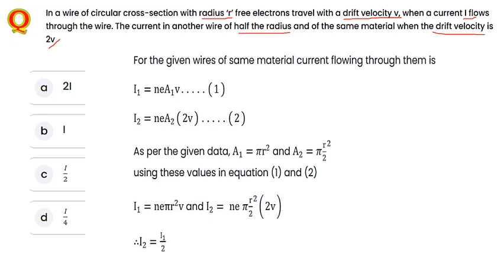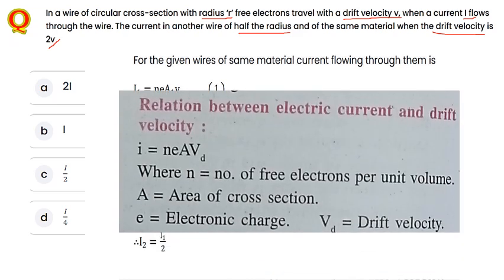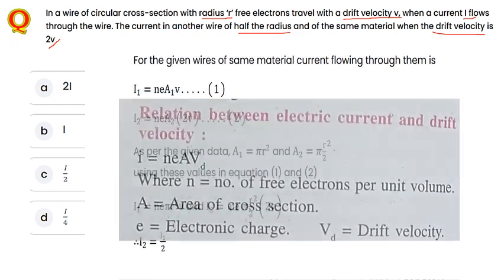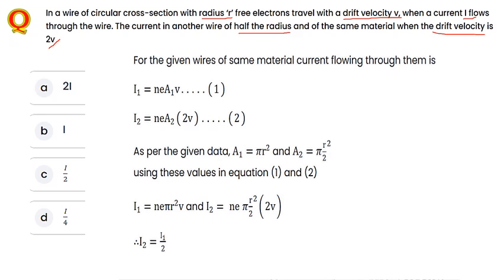Now from this we can find the relationship between the drift velocity and the current. Electric current and drift velocity are related by I is equal to NEA into VD, where N is the number of free electrons, E is the charge of the electron, A is the area of cross section, and VD is the drift velocity. Already I told this one. For the first case, the current here is I1, and n is the number of free electrons, e the charge of the electron, and the area.